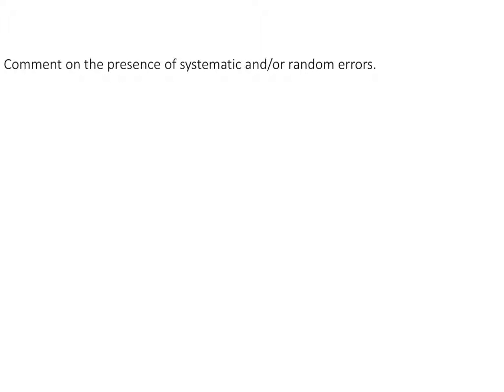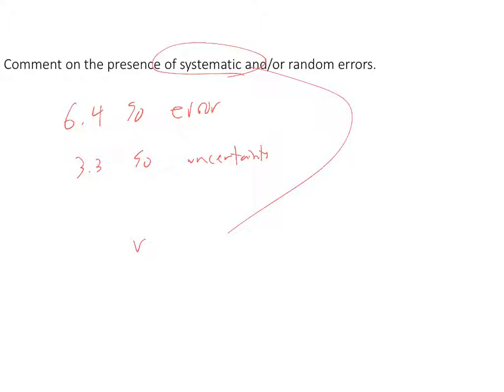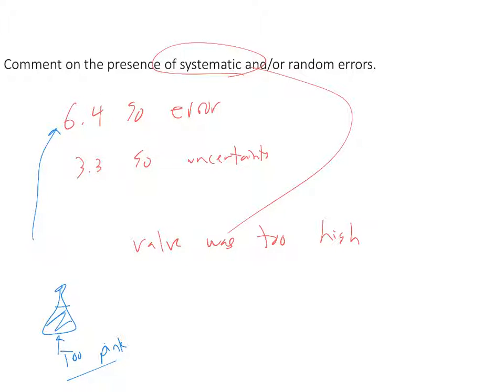So let's comment on the presence or absence of systematic and or random errors. Well, there was a 6.4% error. We had a 3.3% uncertainty. So that means that there are some systematic errors present because the value was too high and the percent error was outside the range of the percent uncertainty. Why would that be? Well, do you remember I commented that the flask was too pink? It's likely that we overshot the endpoint, which would lead to a higher value, which would lead to a percent error. That's probably the most likely systematic error.